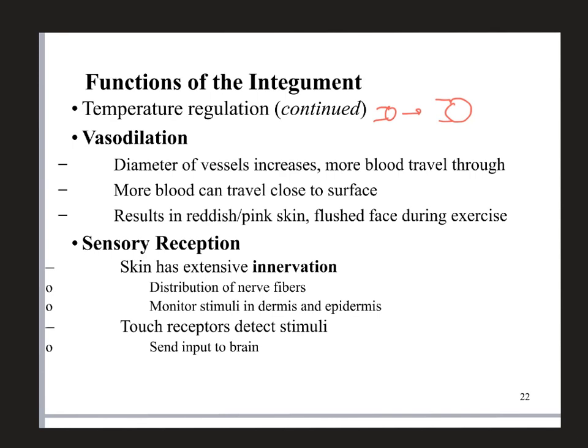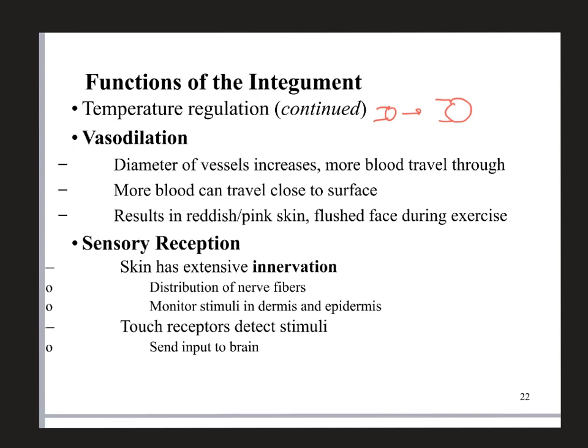So this is why you get a reddish, pinkish, flushed face during exercise. At the end of exercise you have rosy cheeks, and maybe you're sweating a little bit, etc. But that is a very important function of the integument: temperature regulation. And then finally, sensory reception, right?